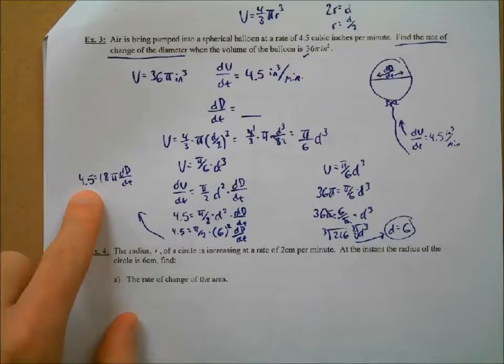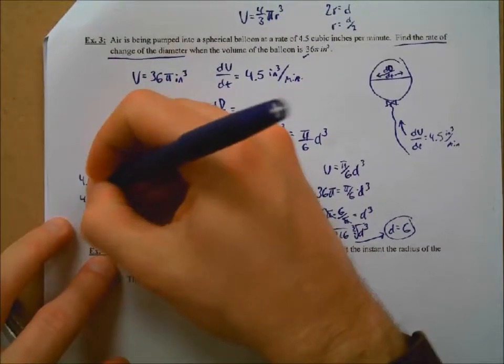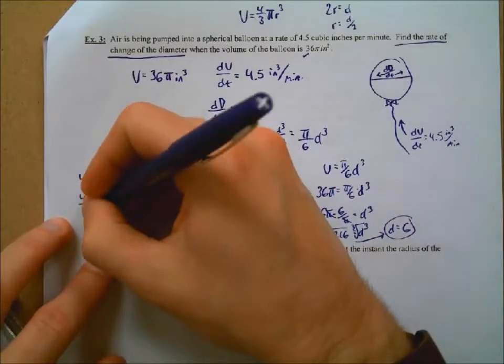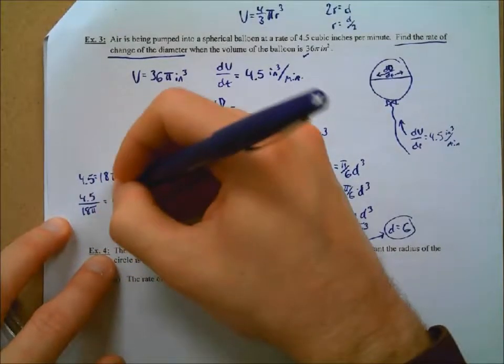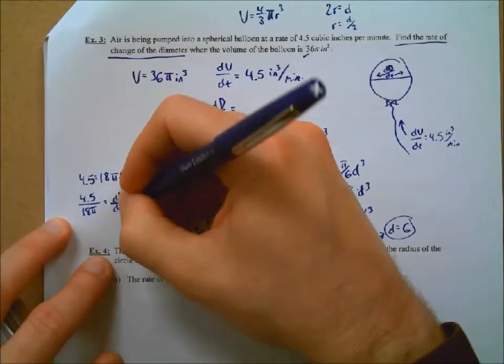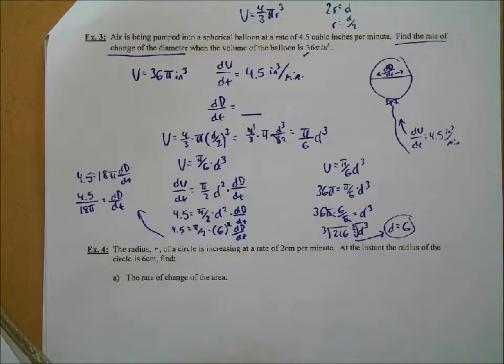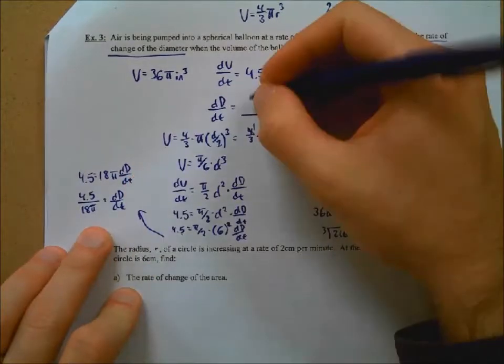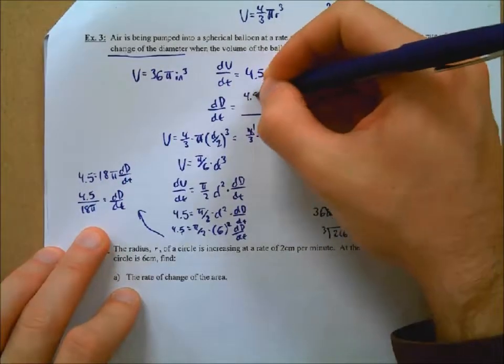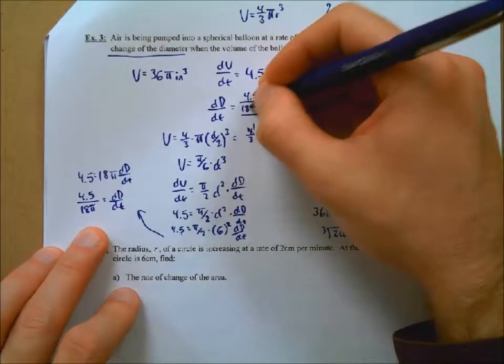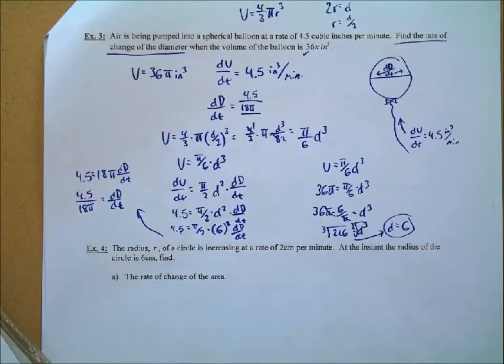Okay, and then we'll divide the 18 pi over here. So you end up with 4.5 over 18 pi equals dD/dt. Okay? And so there is our answer. We could put that up here if we wanted to. Okay. What would our units be here?